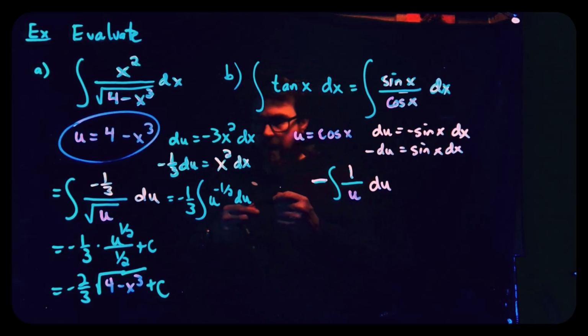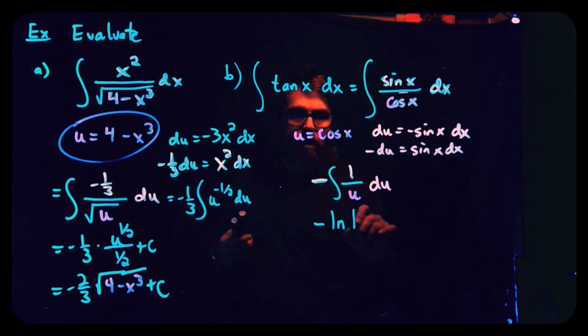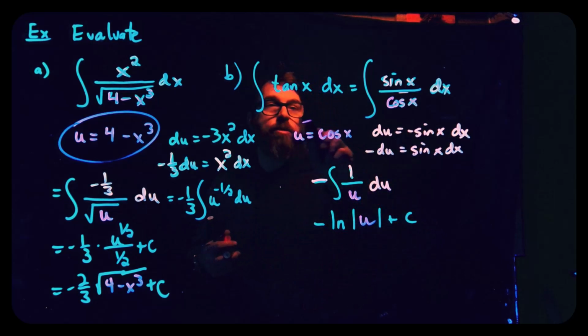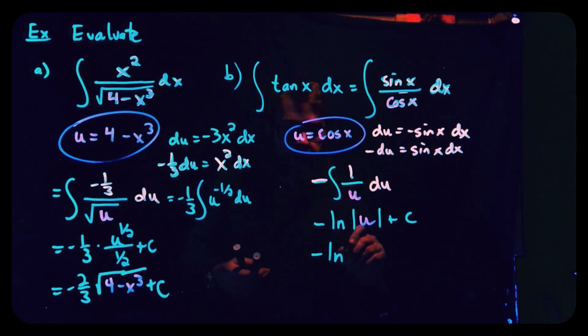Now, when I take this thing's antiderivative, we know this is going to be negative the natural log of the absolute value of u plus c. And now we unsubstitute, and we'll have our answer. So this is finally going to be minus the natural log of the absolute value of the cosine of x.